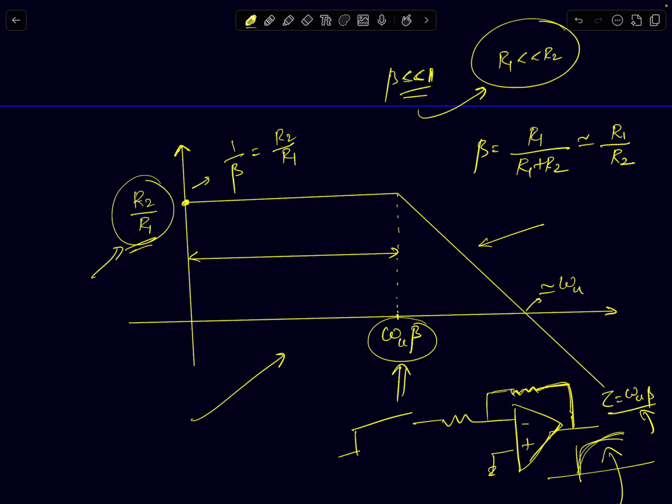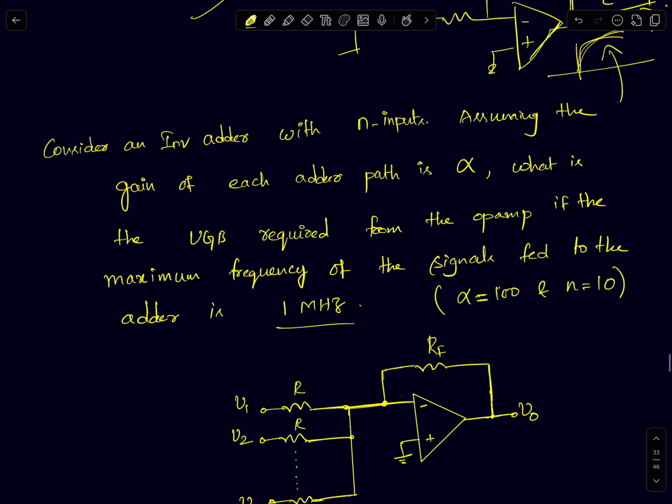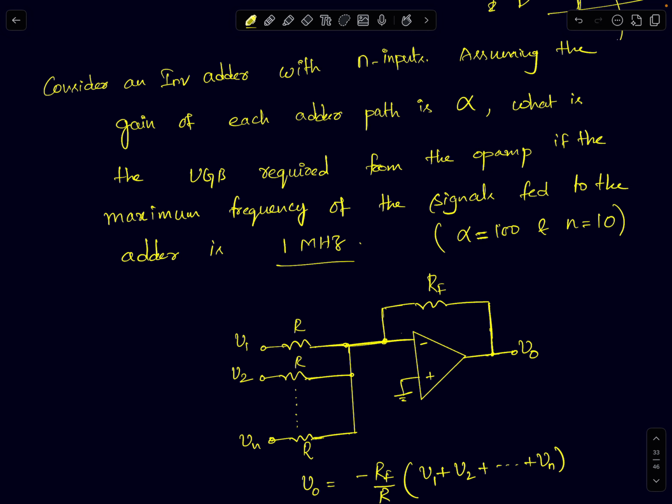Now I'll take a very interesting example, which is a voltage adder, and see what impact an Opamp's UGB, the Opamp's finite bandwidth, has on the performance of an adder. How do you analyze the adder's performance taking Opamp's UGB into account? Here I'll explain the impact of Opamp's UGB on this adder's performance by taking a problem. It's a very interesting problem. I thought I'll just quickly discuss this.